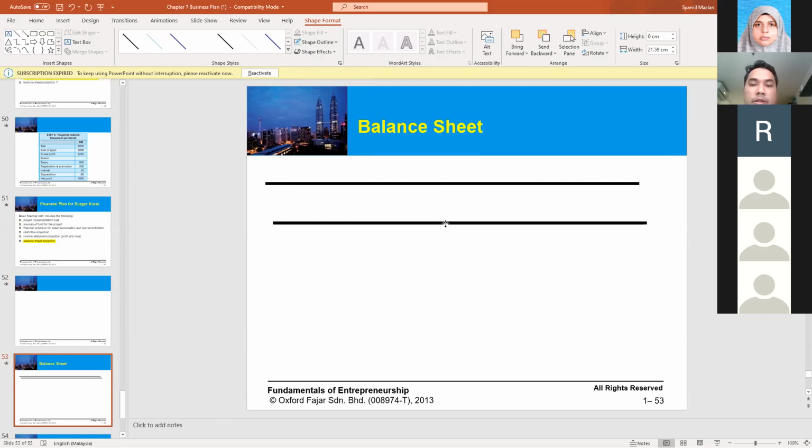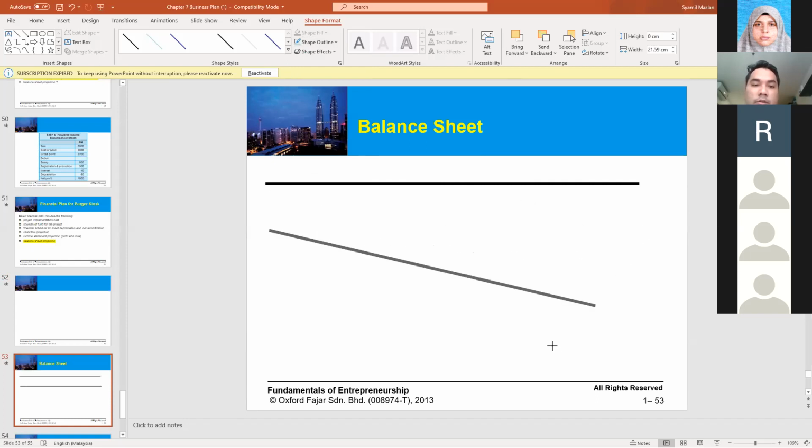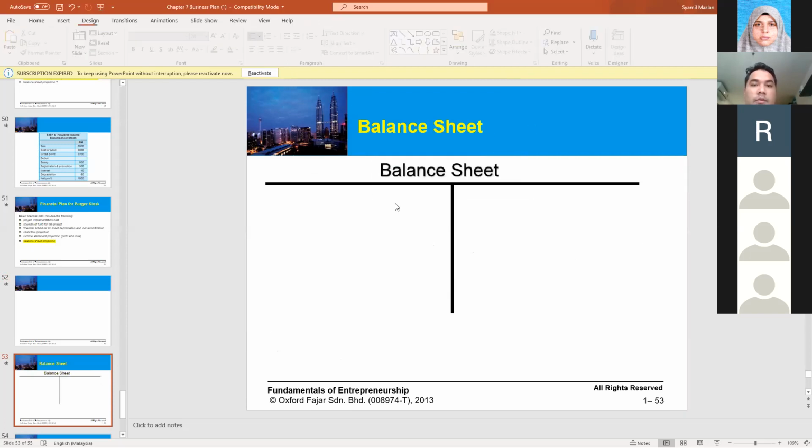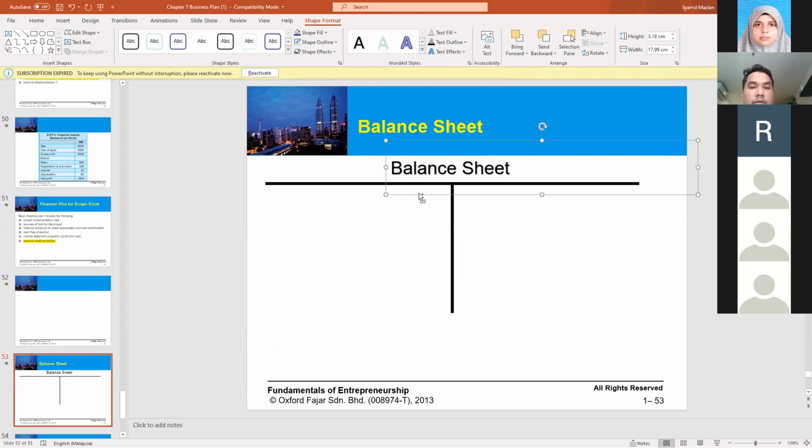If you are familiar with debit credit, right? So I just want to show you the formula first. The balance sheet has only three items. The first is what we call an asset, and then what we call liabilities, and next what we call equity.